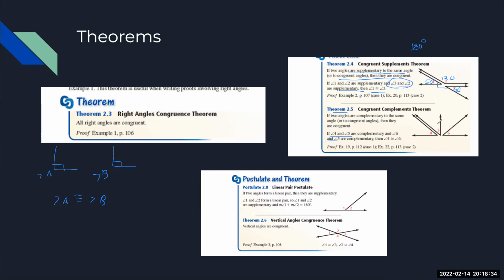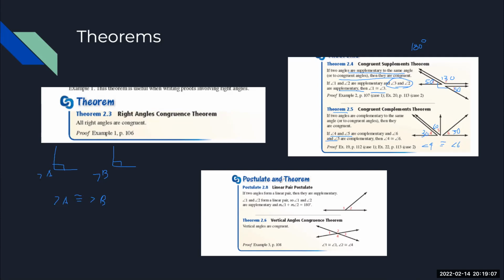Because let's say angle 5 is 60 degrees. And you know that angle 4 and angle 5 are complementary, which means they add up to 90 degrees together. That makes angle 4 30 degrees. It also says angle 6 and angle 5 are complementary. So that means angle 5 plus angle 6 is equal to 90 degrees, which makes angle 6 30 degrees as well. So that means angle 4 is congruent to angle 6.